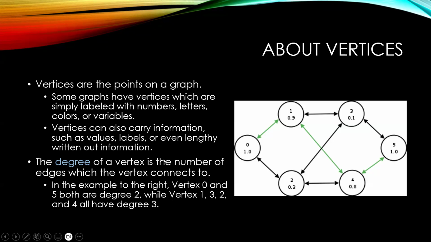The degree of a vertex is the number of edges which the vertex connects to. And so in this case, 0 is connected to 2 different edges, and so it has a degree of 2. 1, 3, 2, and 4 all have degree 3 because they each have 3 different edges connecting them. And then vertex 5 has degree 2 because it has 2 edges.